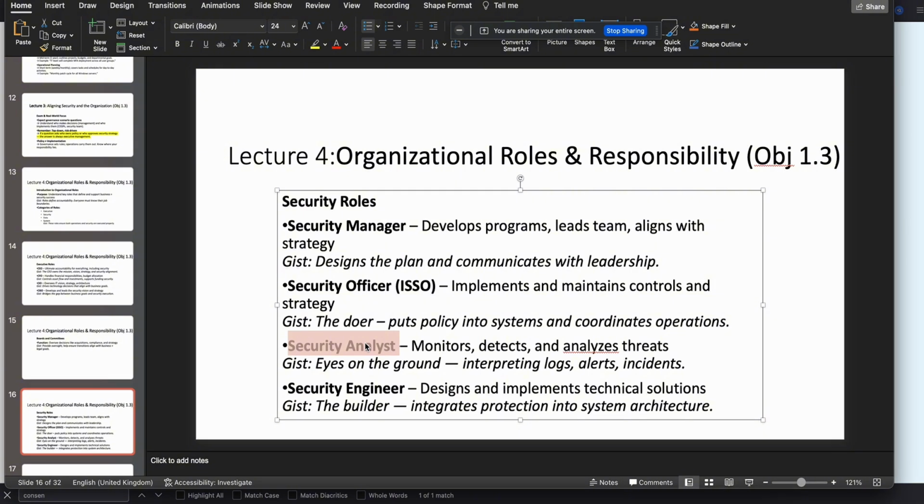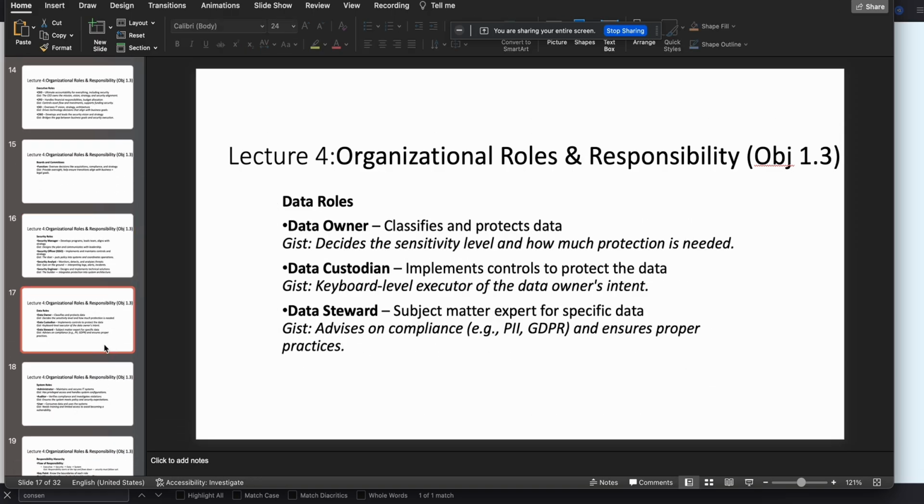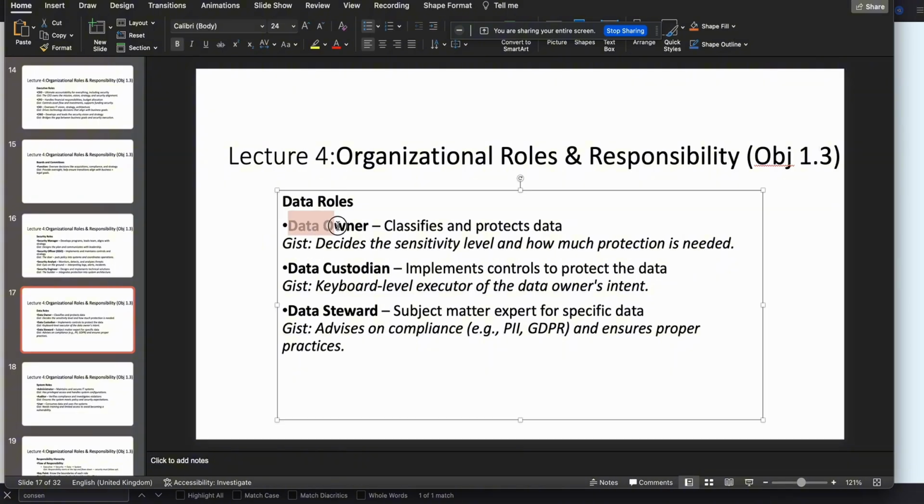Okay, is it correct? Let's see how it is correct. Let's see the logs. Let's see the anomalies from the log. Analysts, they do this. And this is important for the question. That is the reason I'm telling you. Okay, I already covered data owner. I need to cover data custodian and data steward.